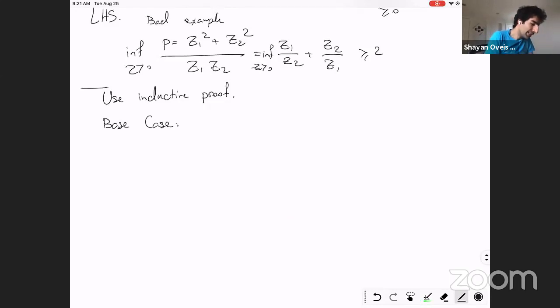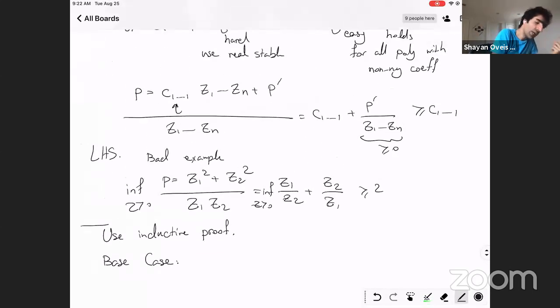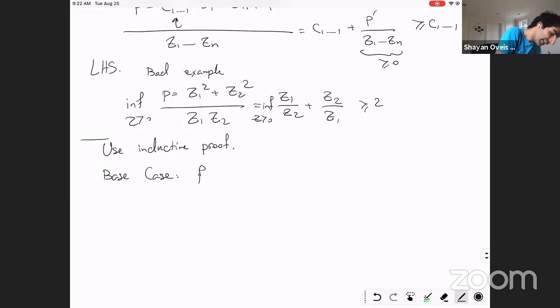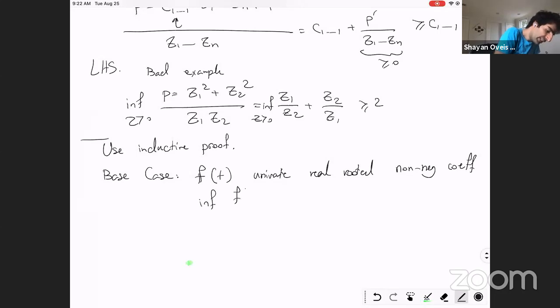The base case is degree 1, a polynomial in one variable. Let's call it f of t, a univariate real stable, in other words, real rooted polynomial. We said that univariate real stable and real rooted are the same with non-negative coefficients. Then the infimum of f of t over t positive is at least 1 over e times f prime of 0.